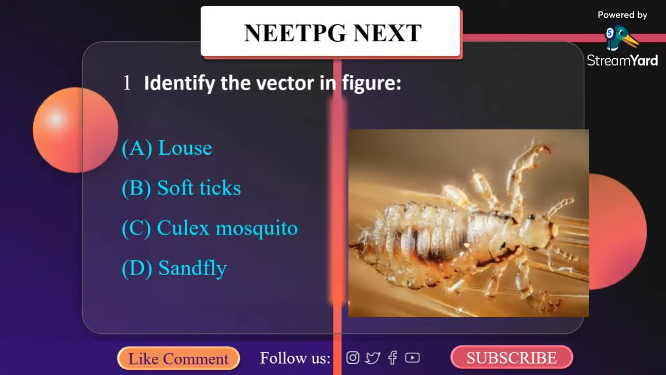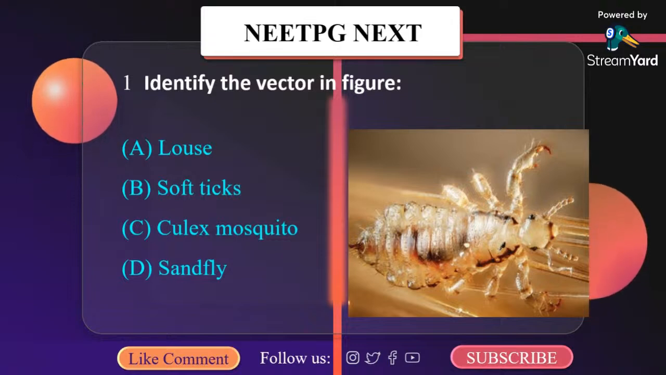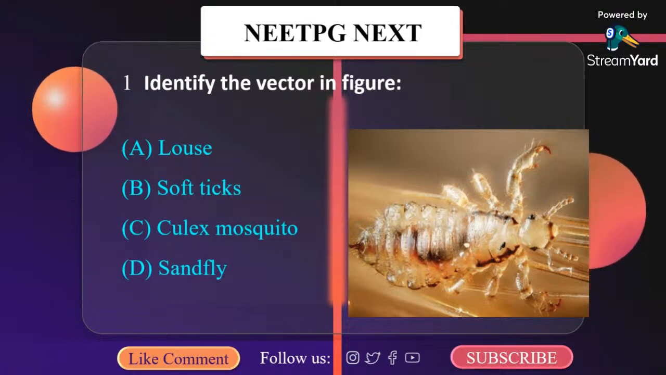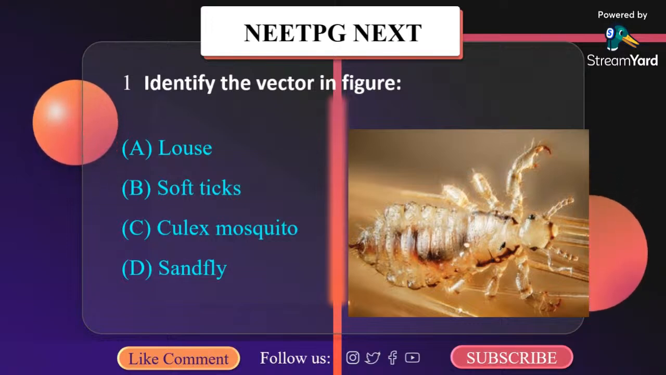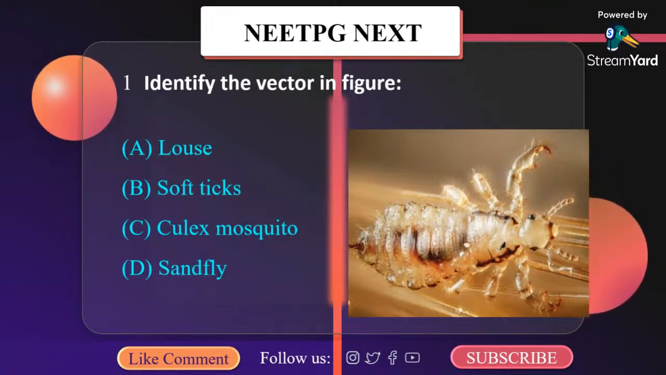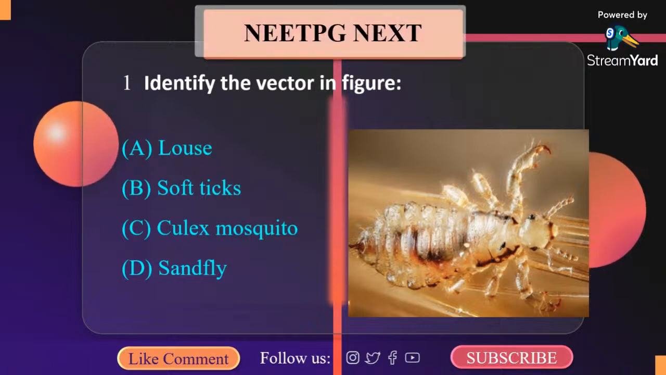Identify the vector in the given figure. A. Louse, B. Softache, C. Culex mosquito, D. Sandfly. Now look at it very carefully. What do you think is the correct answer here? Well, it is a louse.